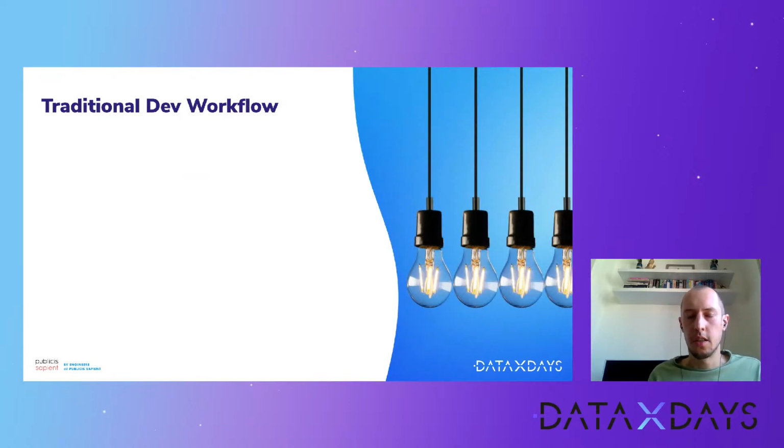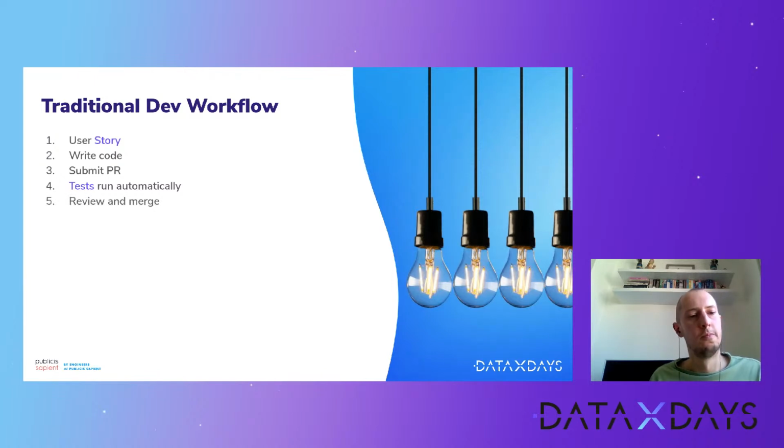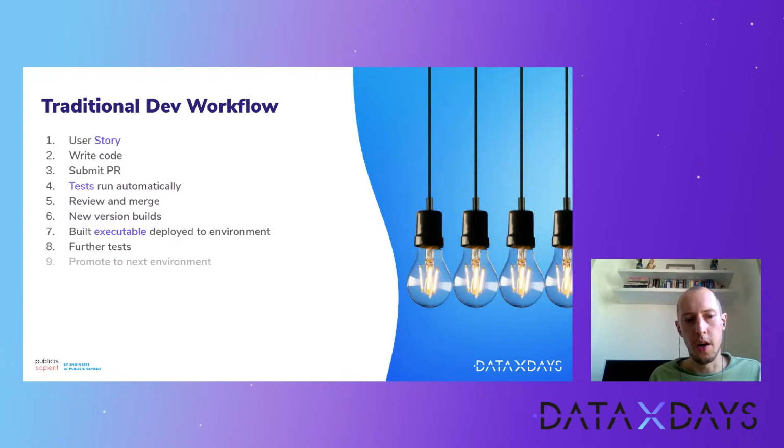So we can now drill into this in more detail and see more of how the landscape works by looking at the workflows in more detail. A traditional development workflow would start with a user story, and we write some code, probably submit a pull request. Hopefully the tests will run automatically because we've got DevOps set up. Then when that's reviewed and merged, a new version will build. That new executable will be deployed to a test environment where further tests will be run. It can be promoted to the next environment and so on.